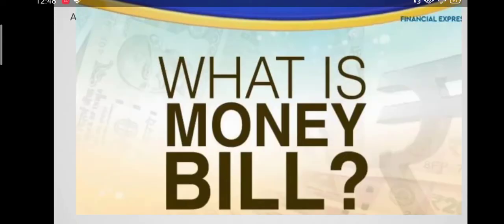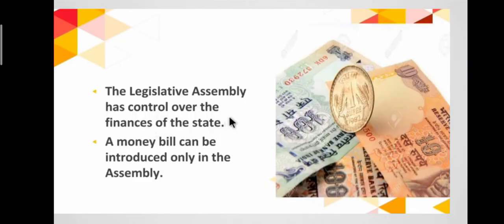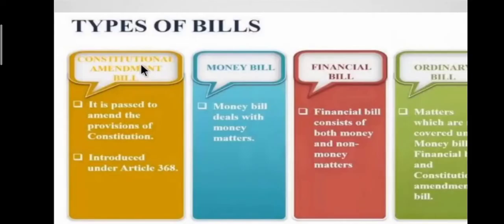Now, let us learn what a money bill is. The Legislative Assembly has control over the finances of the state. A money bill can be introduced only in the Assembly. There are 4 types of bills basically. First is the Constitutional Amendment Bill. It is passed to amend the provisions of the Constitution, introduced under Article 368.